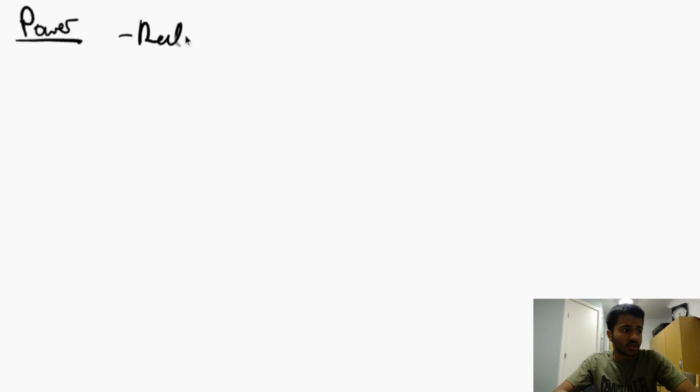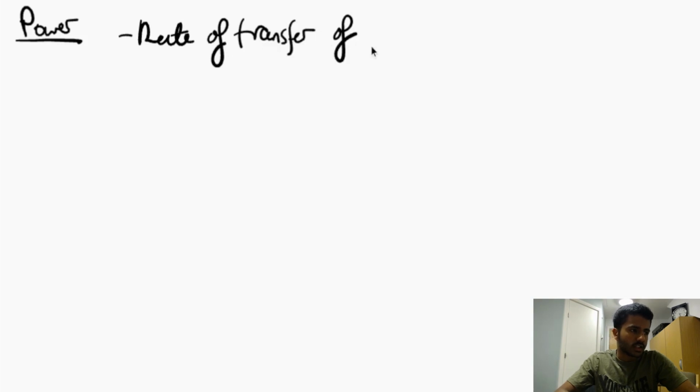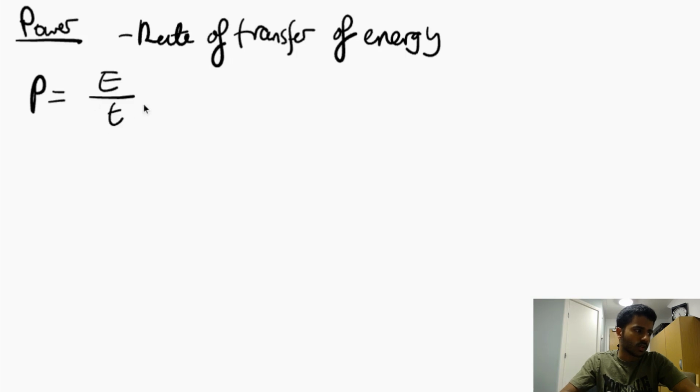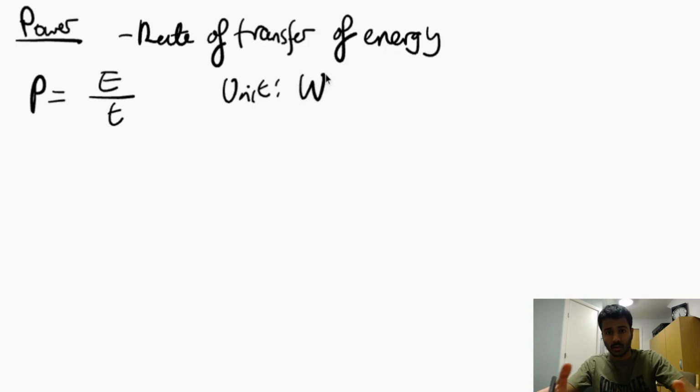The final thing I want to go through in this video is power. Power is the rate of transfer of energy. And by that definition, the power equation is equal to energy or work done over time. And the unit for power is watts, denoted by this capital W.